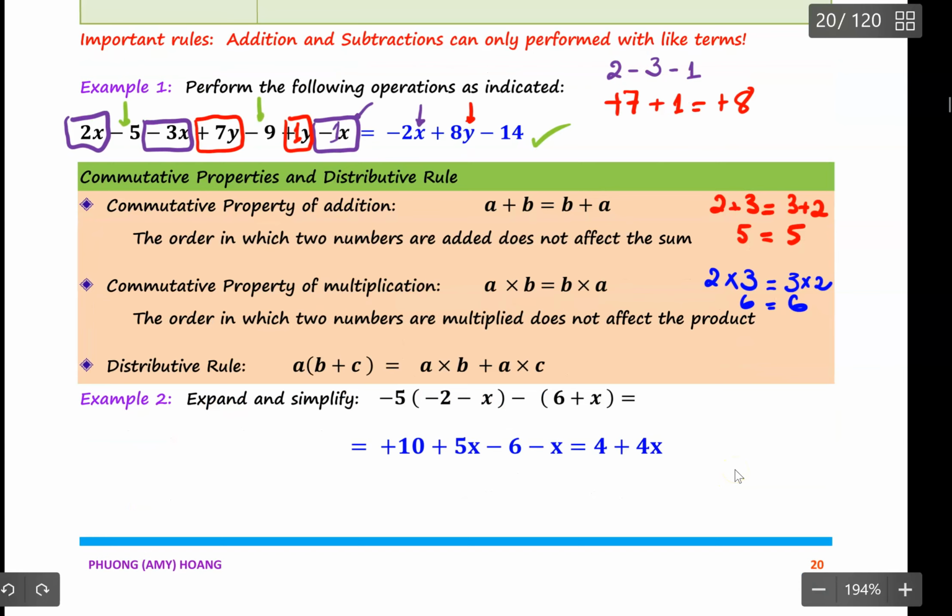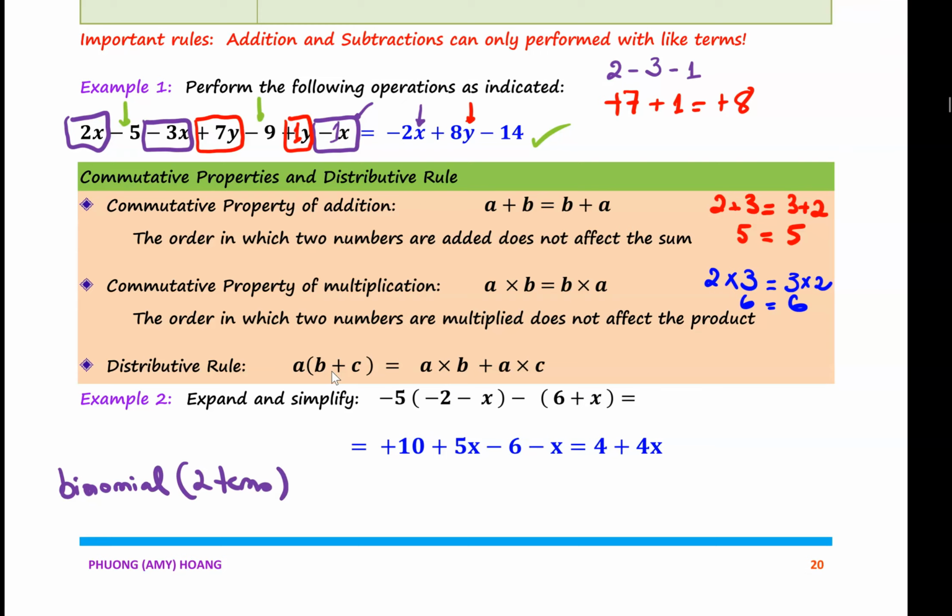Okay. The distributive rule says that if I have a term and I multiply that with two terms inside the bracket, a plus b inside the bracket, this actually has a terminology called binomial. Binomial means two terms. So a plus b is a binomial inside the bracket, and I multiply that with a. The distributive rule says that I need to take a times each of the terms inside the bracket. So therefore, I write it as a times b plus a times c.